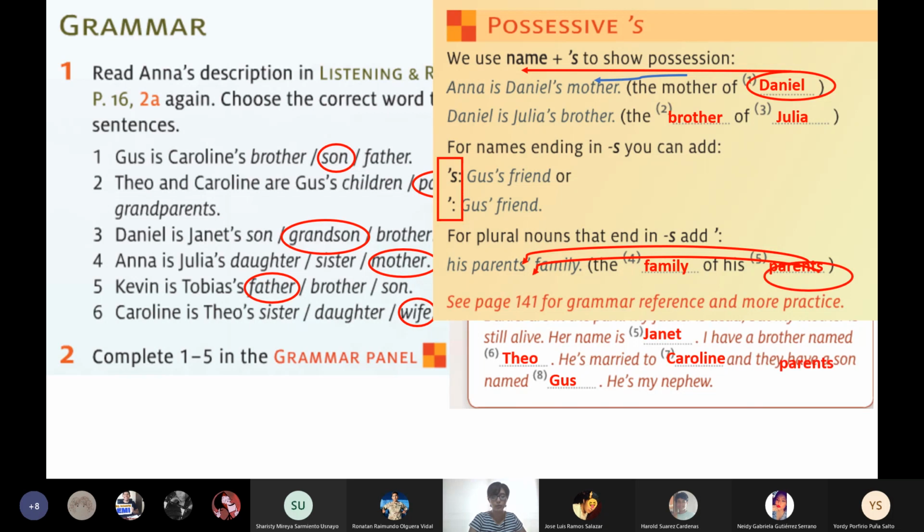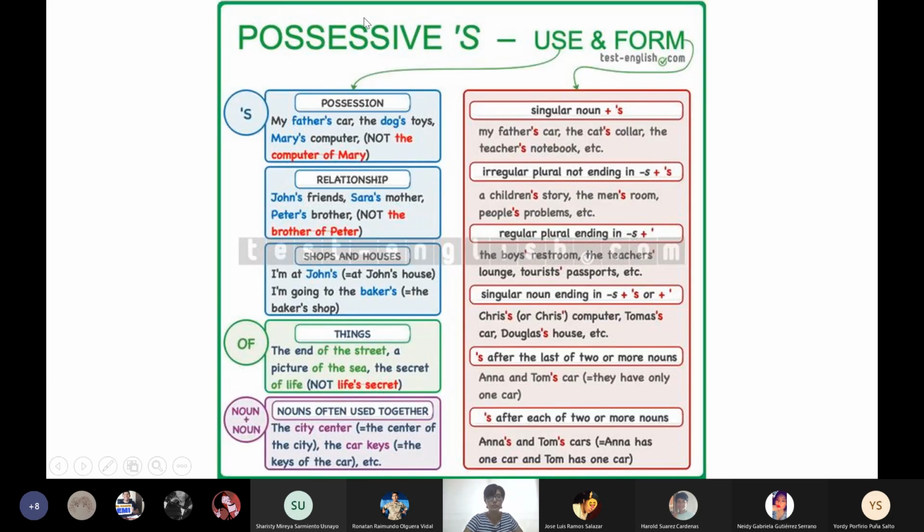Here you have on page 141. Let's check it out here. When to use possessive, apostrophe, and S, right? Possession, my father's car. So queremos decir el auto de mi papá. We're going to say my father's car. The dog's toys, Mary's computer, not the computer of Mary. Sí, olvídense de traducirlo de español a inglés. No vamos a decir la computadora de María. We're going to say Mary's computer. Okay? Mary's computer. So here you have the same explanation. Acá tenemos la misma explicación. When it's singular, when it's plural, when it's plural ending in S, so we just add the apostrophe. When it's singular ending in S, you can add the apostrophe S or only the apostrophe.